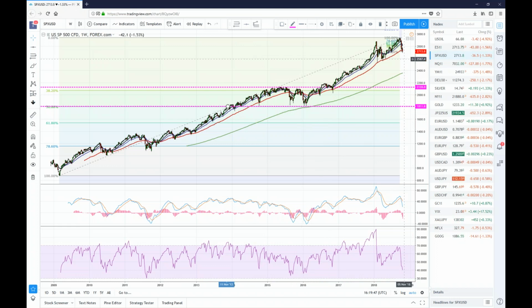So if 2600 breaks and we go below that, I don't see much holding this price in this area here. It's really just shooting for 2128, and then here for 1800.